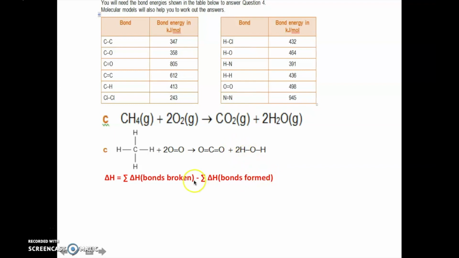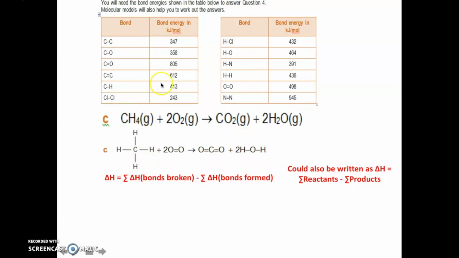Okay, so as mentioned before, this is the formula: the sum of bonds broken minus the sum of the bonds formed. It can also be written as the sum of the reactants minus the sum of the products, whichever one's easier for you to remember. Now the next thing is we look at the data table and we need to input our values and try and figure out what the actual sum of the bonds broken is, and what the actual sum of the bonds formed is. So let's have a look.